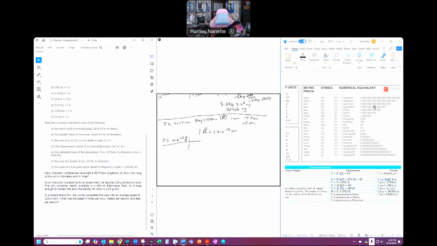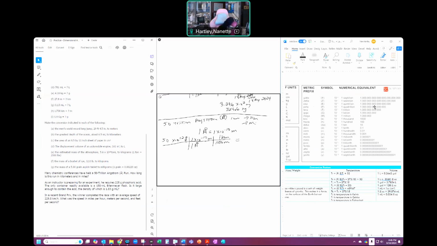And I know that 1 angstrom is 1 times 10 to the minus 10th meters. That gets me in meters. Now, I want to get to kilometers, so I put 1 km here, and I know there's 1,000 meters in a kilometer. So I can set that up.